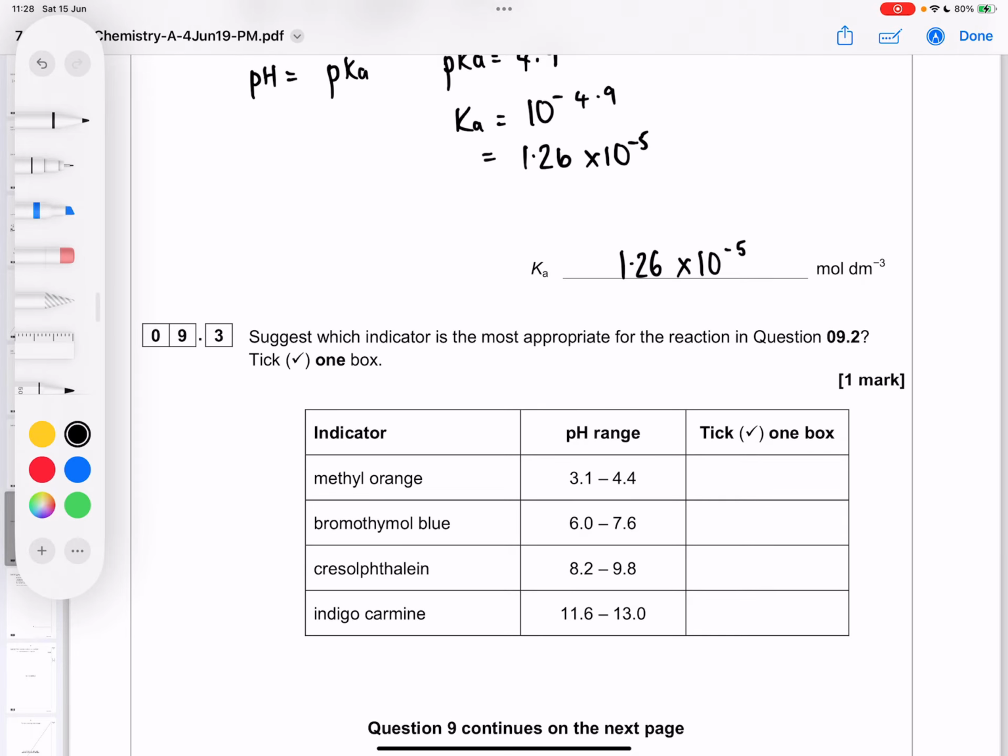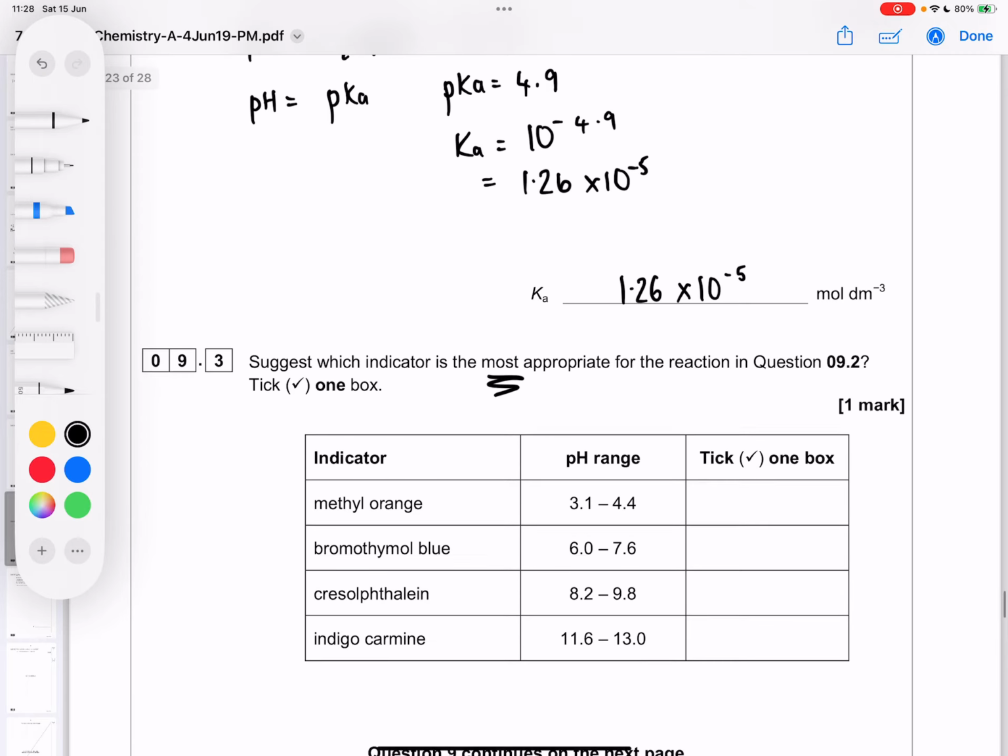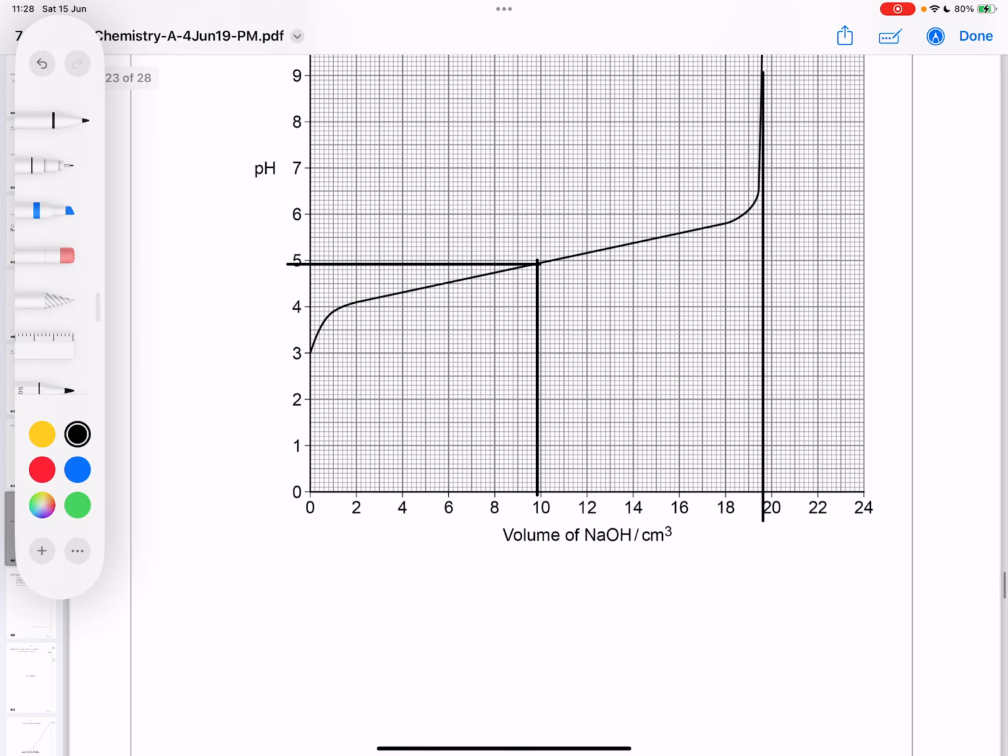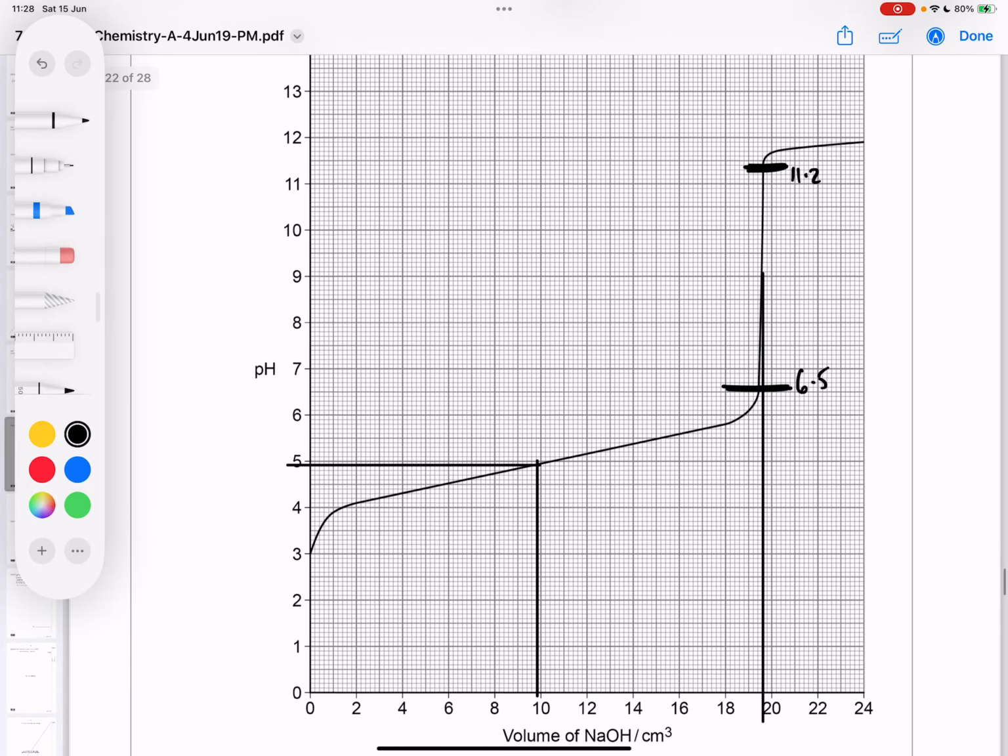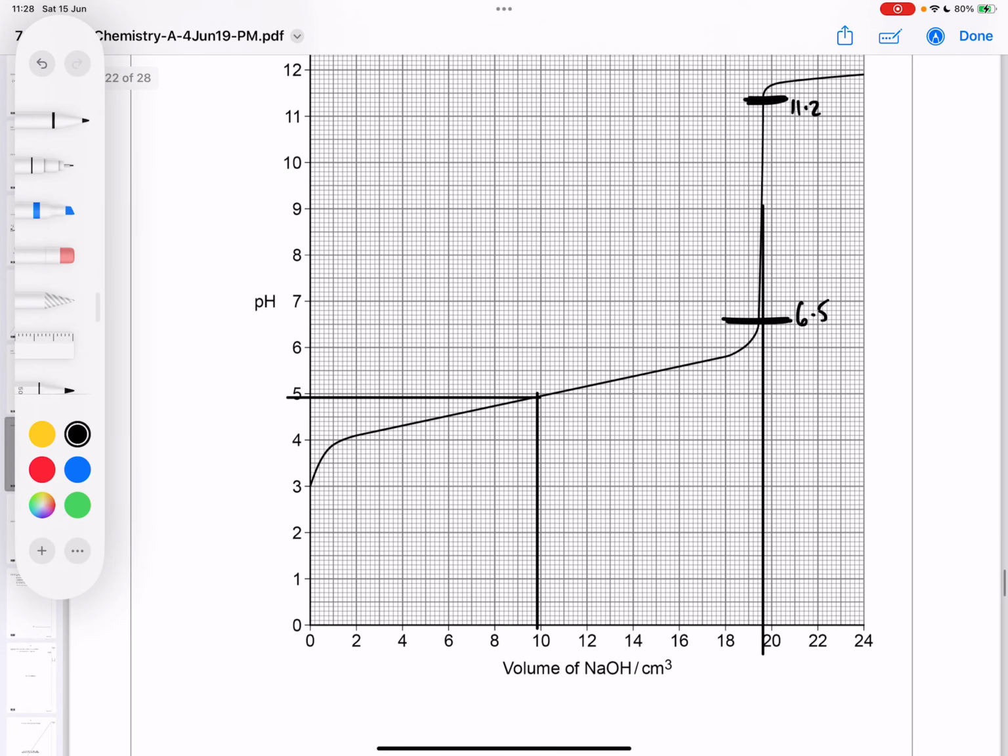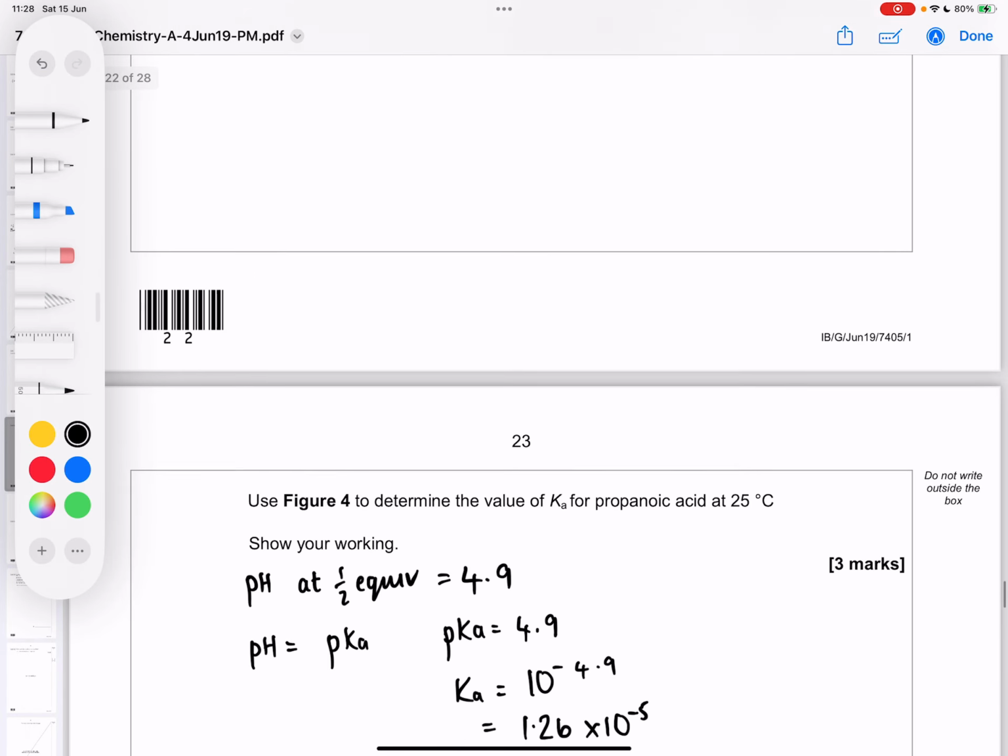Suggest which indicator is the most appropriate for the reaction in 9.2. So if we go back, we need an indicator that lines up with this vertical portion of the curve. So sort of from around 6.5 to somewhere just above 11 at 11.2, something which has a range that falls fully within that area. So which one's the most appropriate?